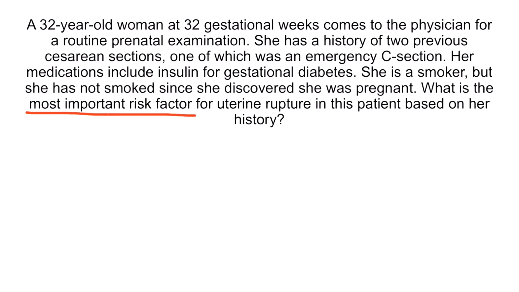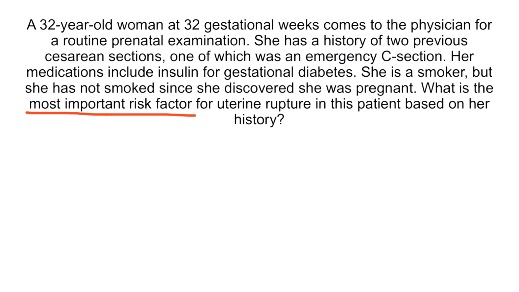So let's recall together the risk factors for uterine rupture. These include factors that cause uterine scarring and/or distension. Examples of this are previous uterine surgeries, such as C-sections or myomectomies, as well as fetal macrosomia, which can cause uterine stretching, uterine anomalies, induction of labor or prolonged labor, and trauma.